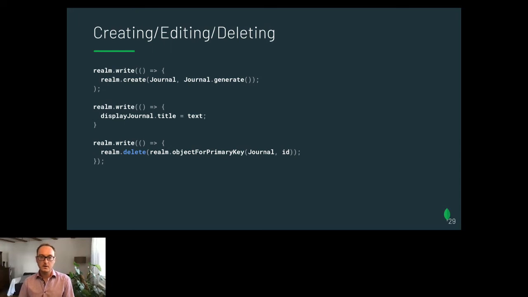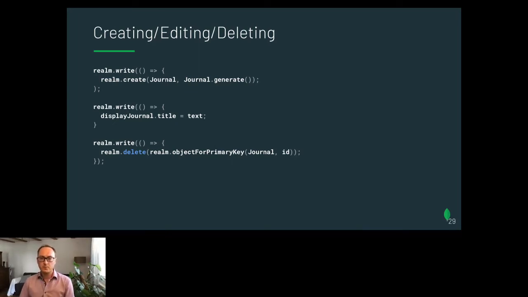argument. If you want to change anything, say that display journal in this case is just the journal that I'm working on in some component, then if I wrap this in a write transaction, I can immediately manipulate that property, and it'll automatically be written to the database. I'll show you how to manage state with that in a second, because it's a bit tricky.